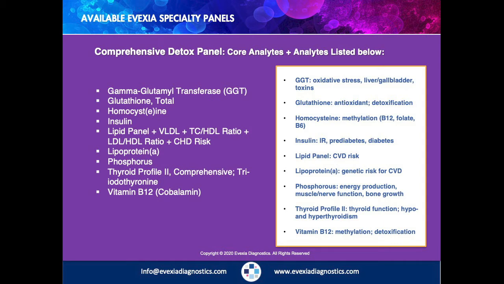Next is the Thyroid Profile Two. Now, that Profile 2 contains the analytes thyroid stimulating hormone, free thyroxine index, T3 uptake, total T3, and total T4, along with the metabolically active thyroid hormones, free T3 and T4. Now, this panel is going to provide a comprehensive assessment of thyroid function and thyroid hormone metabolism, and that's important for proper detoxification and proper weight.